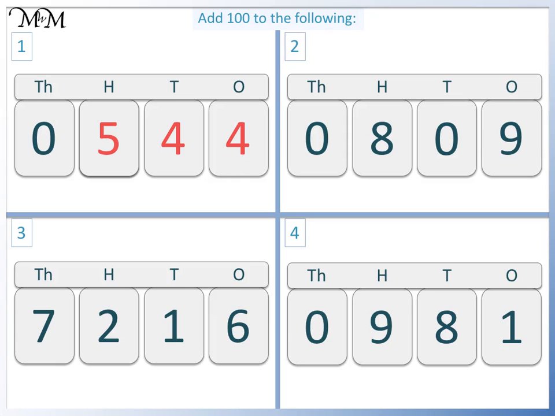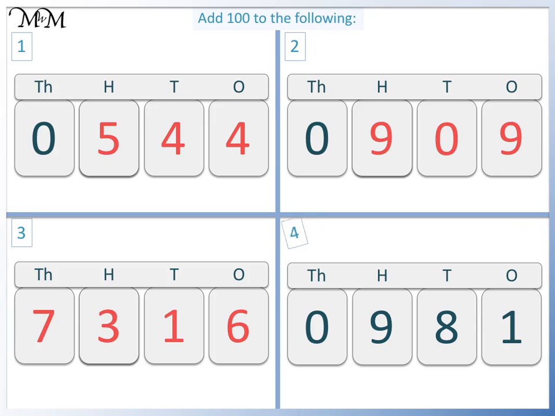Question 2. 809 plus 100. We add 1 to the hundreds column, so the 8 becomes a 9. The answer is 909. Question 3. 7,216 plus 100. Again, we add 1 to the hundreds column. So the 2 becomes a 3, and the answer is 7,316.